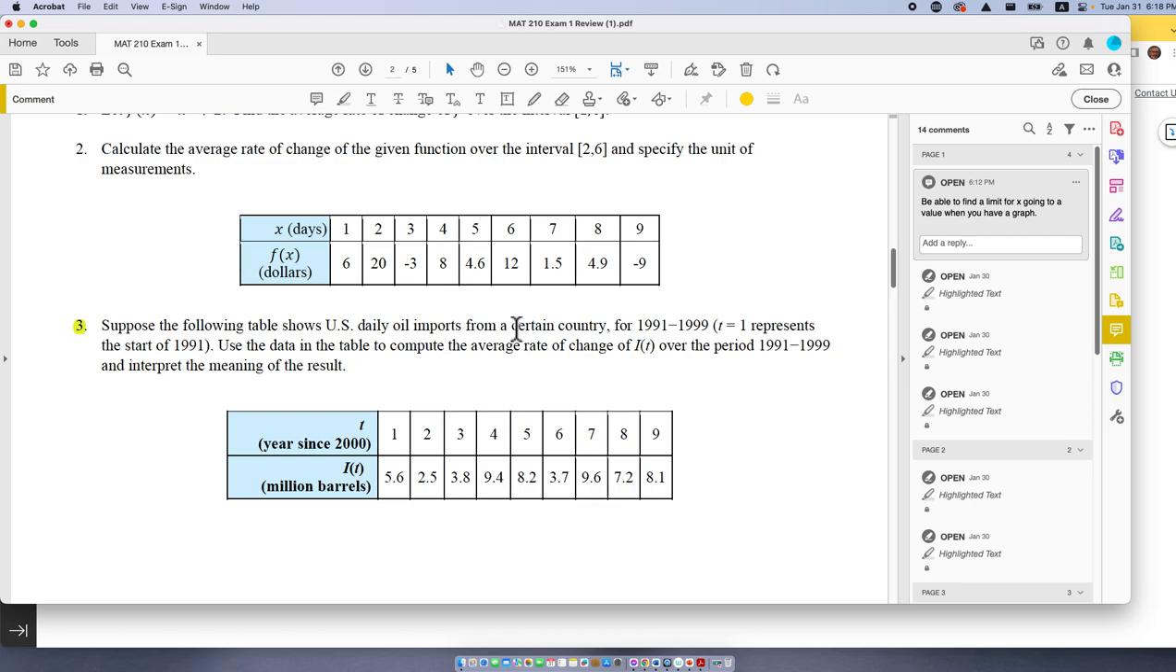use the data table to compute the average rate of change. Average rate of change, what is average rate of change? It's the slope of the tangent line. It's y2 minus y1 over x2 minus x1. It's the slope formula. So for this one, 91 to 99, so that's 1 and 9. We use these 2 points. We forget about everything in between. We find the slope between those 2 points. That's the average rate of change. Okay, it's not calculus yet, right? It's not the instantaneous rate of change. So be able to do that calculation using a table.